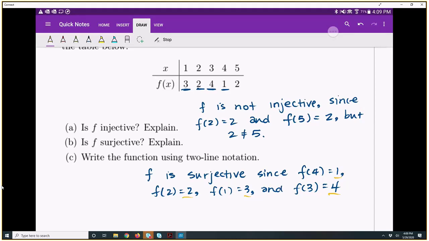Then we're asked to write the function using the two-line notation. Well, the two-line notation is very similar to this table notation. I'm just going to write the elements of my domain across the top and their corresponding elements in the codomain in the line beneath them.